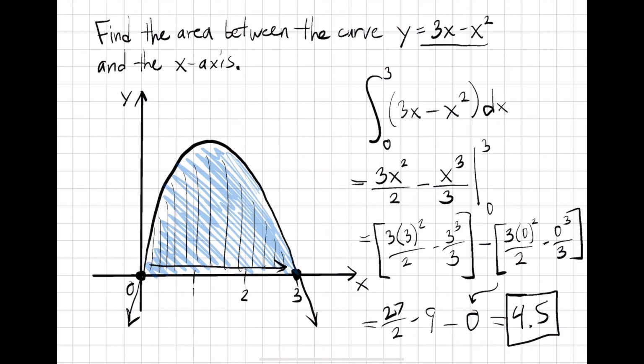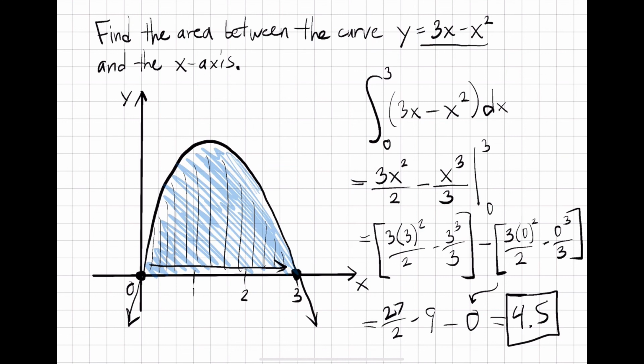Not a bad idea to check whether our answer is reasonable. There's a few things we should think about. One thing is, we're looking for an area. This is not a signed area that might be negative or anything like that. It should be a positive number. And it certainly shouldn't be 0 or anything like that. So the fact that we've gotten a positive number is reasonable.